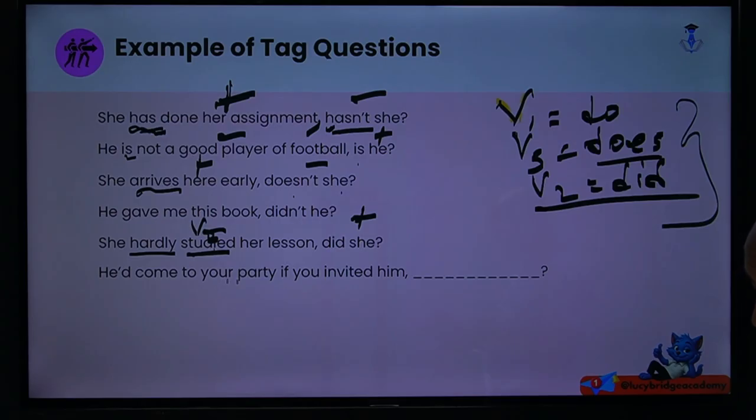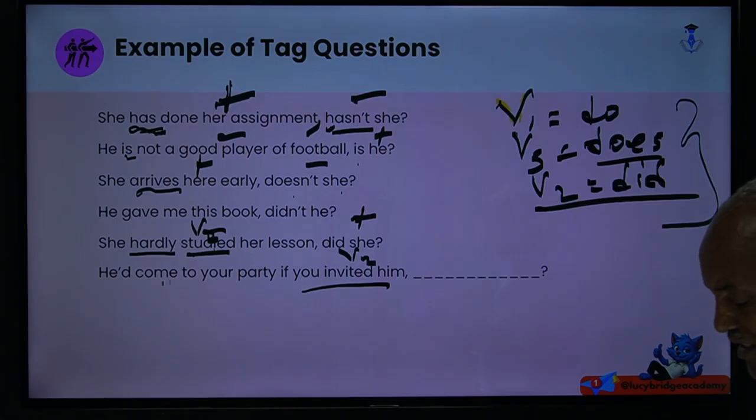He would come to your party if you invited him. I don't know how familiar you are with this conditional clause. Maybe in the future, we'll see that in depth. And then this is a technique. Look, this is type 2, or the improbable type of conditional clause. If you invited, if this one is verb 2, this is would.